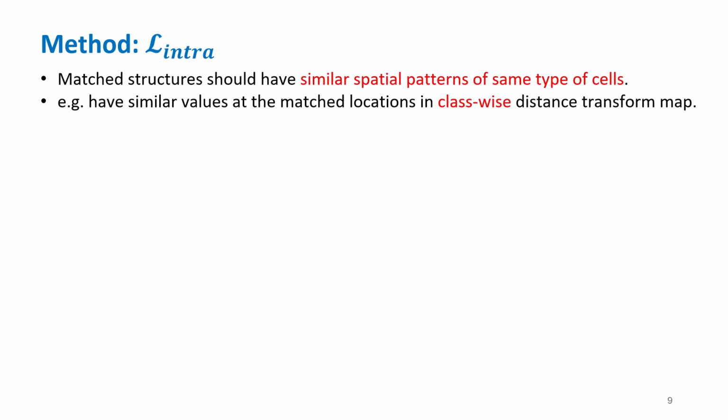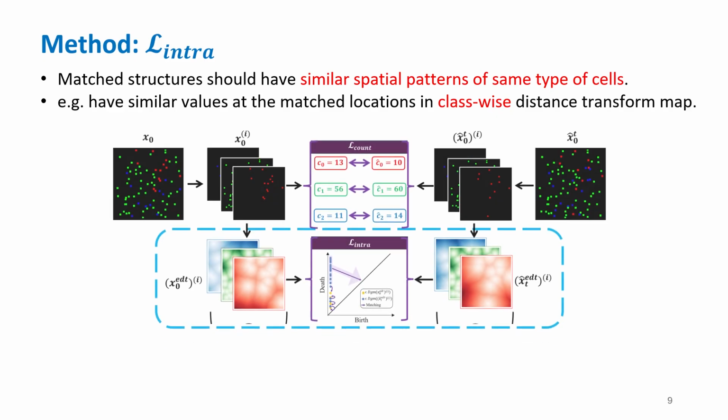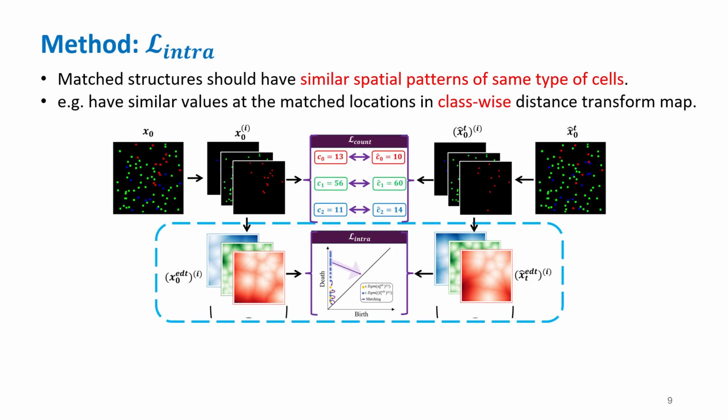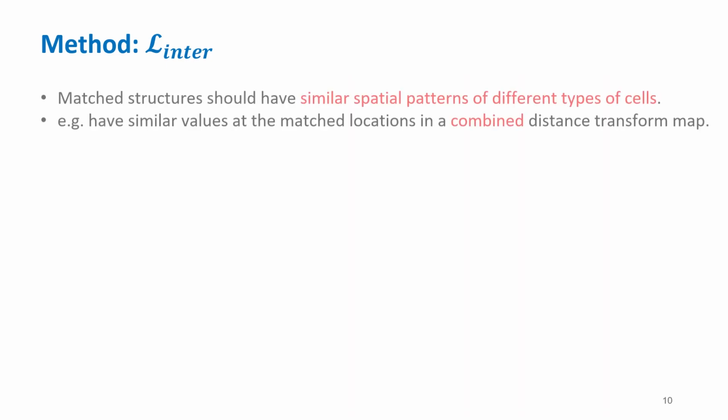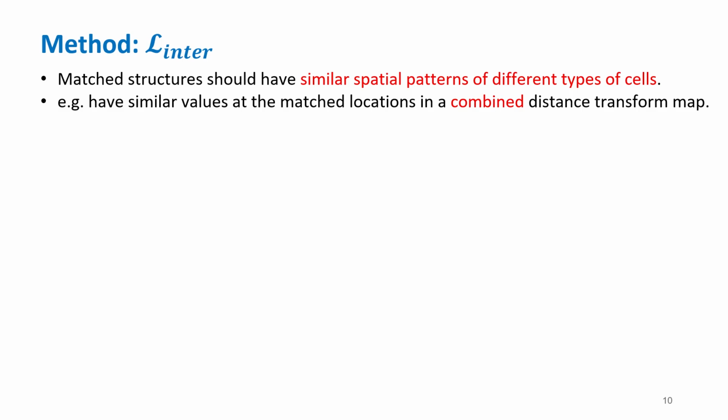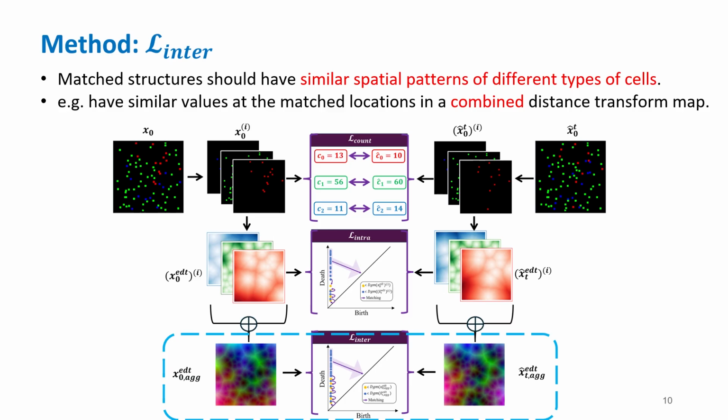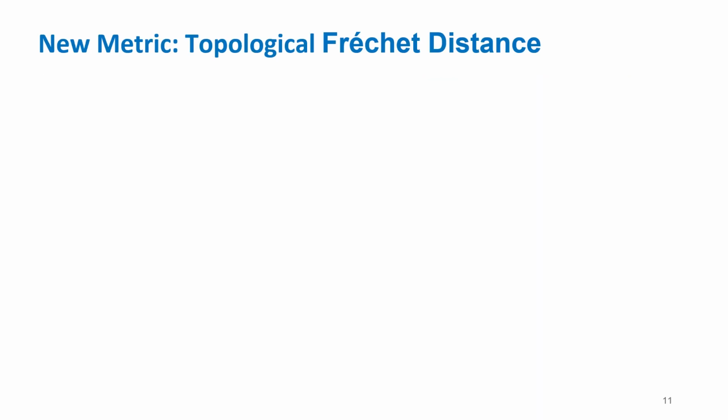The intraclass spatial consistency law ensures that matched structures have similar spatial patterns within the same type of cells. This is achieved by comparing values in class-wise distance transform maps, thereby reinforcing consistent single-class spatial arrangement. In parallel, our method ensures interclass spatial consistency to faithfully represent complex cell interactions. Interclass consistency is enforced through combined distance transform maps that compare spatial patterns of different cell types at the matched locations. Both intra and interspatial consistency losses help us better preserve realistic multi-class cell interactions.